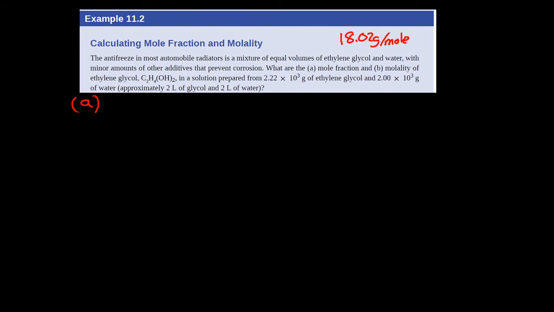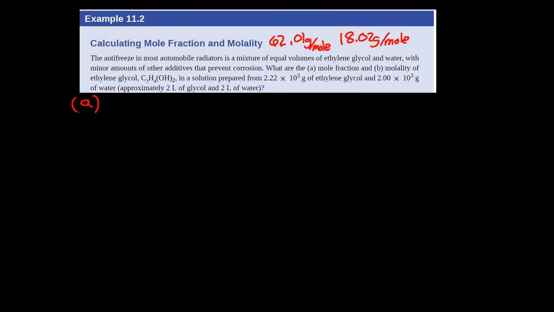So let's see. Carbon is 12.01, and we have 2 of those. We have 6 hydrogens. Those are 1.008. And we have 2 oxygens, which are essentially 16 each. So that gives us 62.01. It's not the most precise molar mass, but it'll work for us.